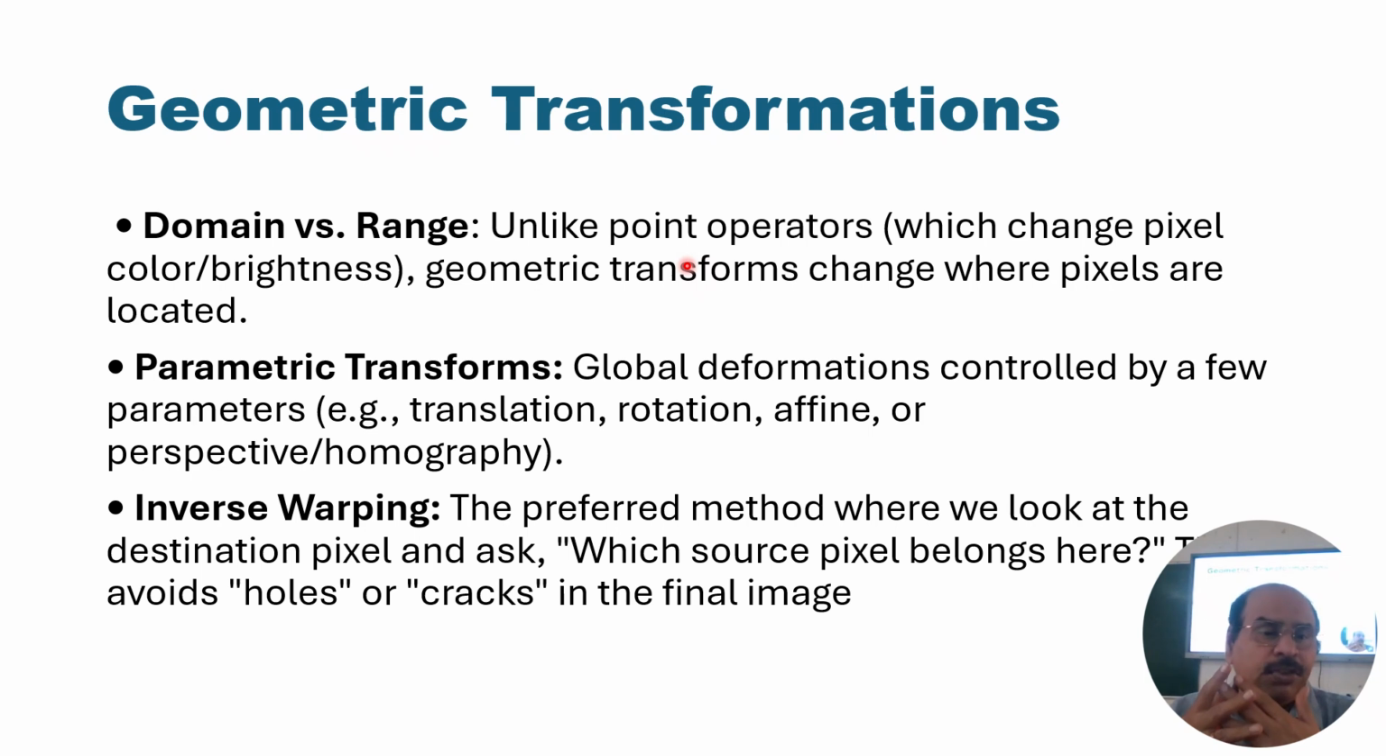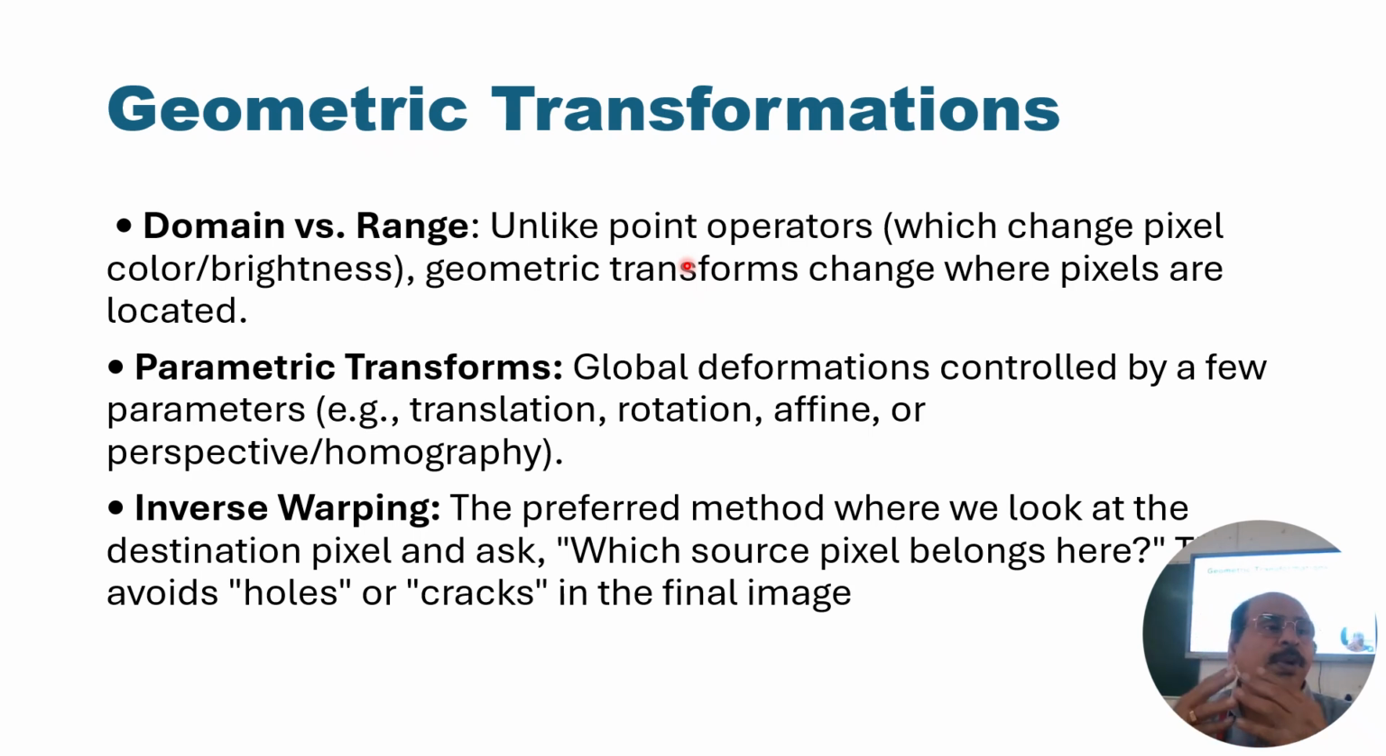So what are the transformations? Parametric transformations: global deformations controlled by a few parameters. Inverse warping. You're making things different from what they were in the original sense. So you know a position and you know that things are being changed. You want to condense that position into one particular position, one particular type. It's a type of geometric transformation.